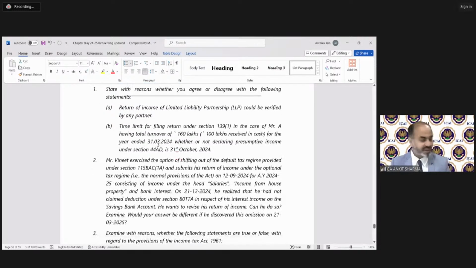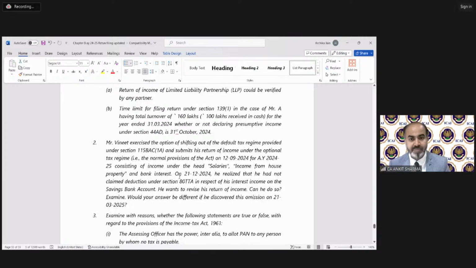Okay, Mr. Vineet is asking: he exercised the option of shifting out of the default tax regime provided under the section. He has salary income, income from house property and bank interest. On 21st December 2024, he realized that he had not claimed the deduction under section 80TTA in respect of his interest income. So can he do so?